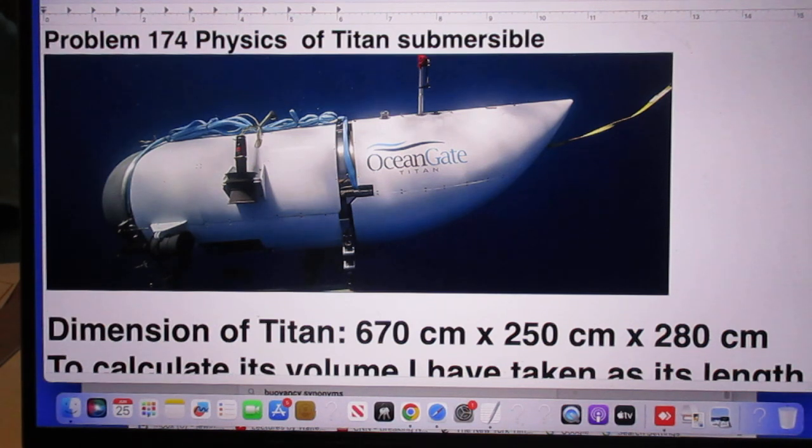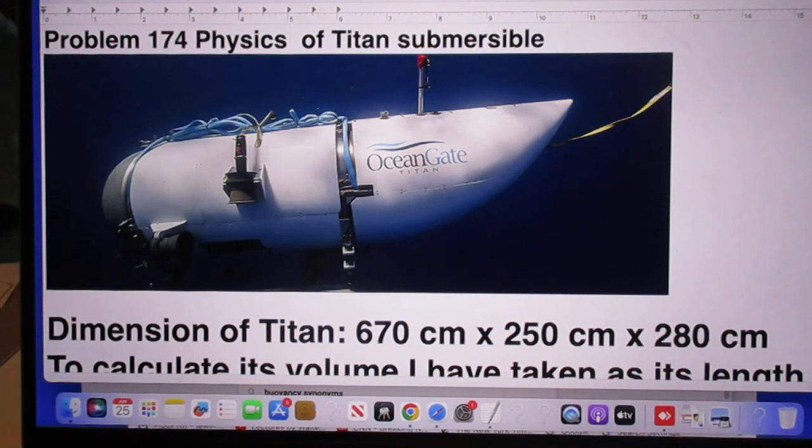Today is Sunday, June 25, 2023. Problem 174, which deals with the physics of the Titan submersible.